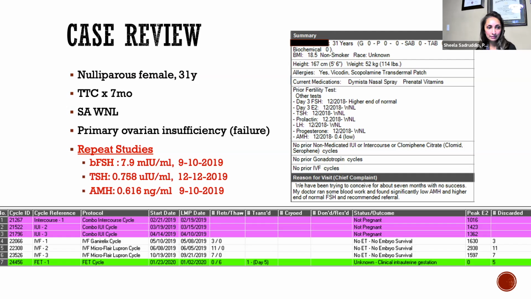At the bottom, where you see all those bars with cycle ID numbers, it shows that she had 3 failed IUI cycles, where otherwise we would expect her to conceive in at least one of those cycles. So we decided to go ahead and take her through to IVF. She ended up doing 3 IVF cycles, and then 1 FET cycle at a later point. But let's go to her first cycle to review that. Next slide, please.